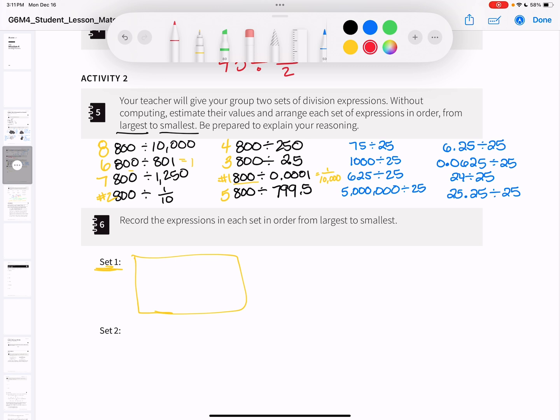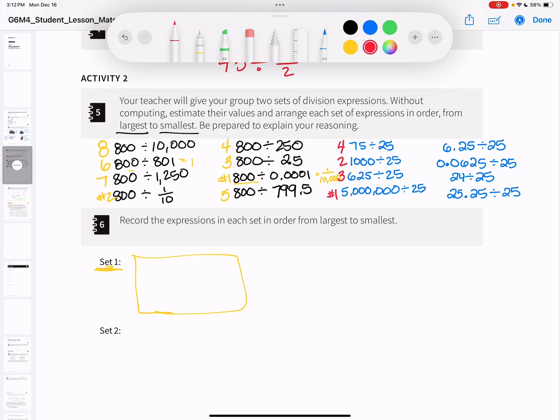So my biggest one that I see there, my biggest dividend that I see or whole is 5 million. So this is going to be number 1. That's going to get us our biggest answer, our biggest quotient. All right, now let's look. Which one is next after this one? Ooh, 1,000 is our next biggest. So this is 2. Then after that, it looks like it's 625. That's 3. Then 75. That's 4.